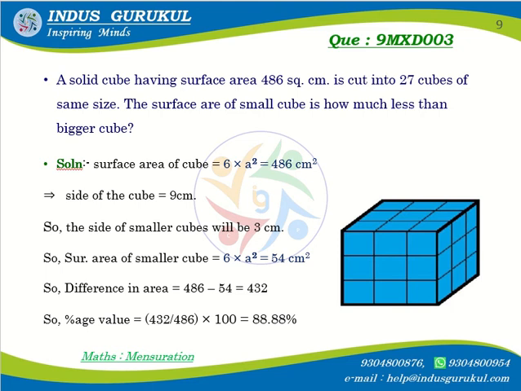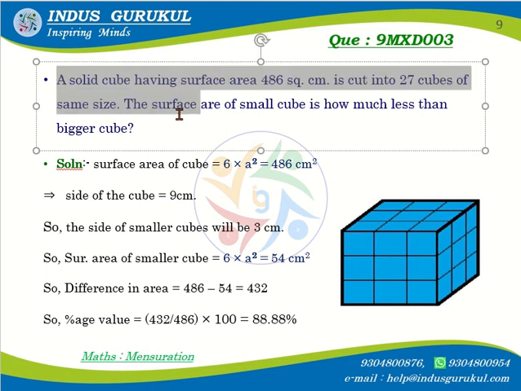Let's take another example where there is a solid cube having a surface area of 486 square centimeter, and it is cut into 27 cubes of small size. So if the surface area is 486, we can find out the side of the cube, because the surface area of a cube is 6 into A square. So divide 486 by 6. You will get 81, and the square root of 81 is 9. So the side of the cube will be 9 centimeter.